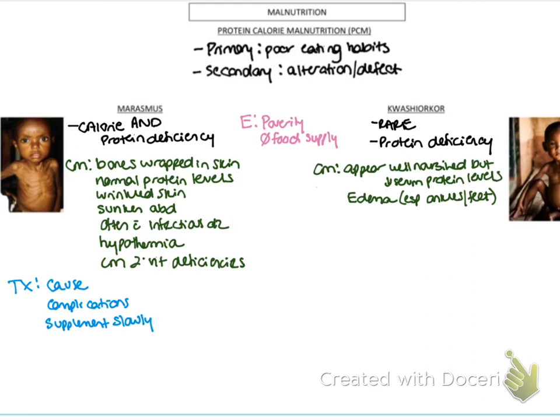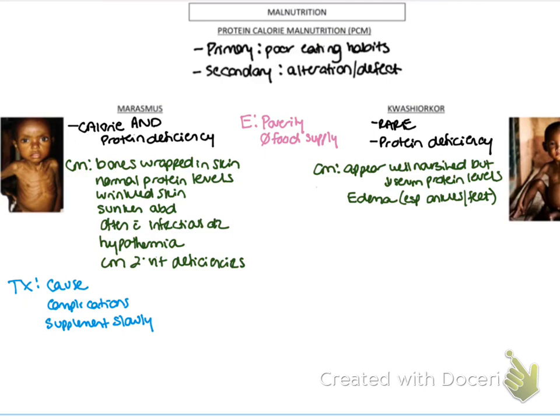They get edema. So remember, protein is like albumin, right? And albumin helps with that oncotic pressure. What's oncotic pressure? It helps pull water back in, right? So if I don't have enough protein, albumin, to keep that oncotic pressure high, fluid is going to start leaking out into that interstitial space. So that's why they tend to get edema, especially on the ankles and feet, things that are dependent.